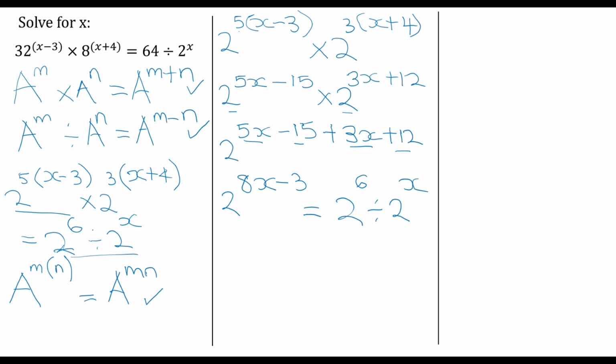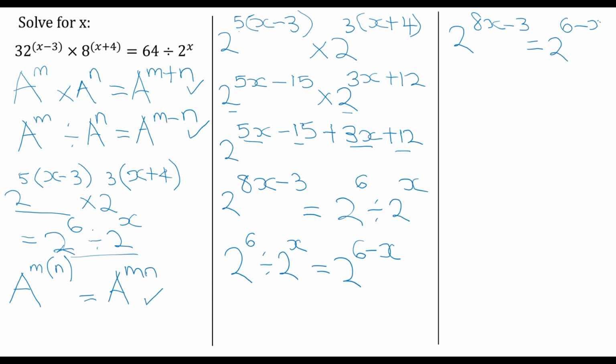Remember this principle that a^m divided by a^n is equal to a^(m-n). Therefore, in this particular case, you have 2^6 divided by 2^x is equal to 2^(6-x). Therefore, what you have is 2^(8x-3) is equal to 2^(6-x).